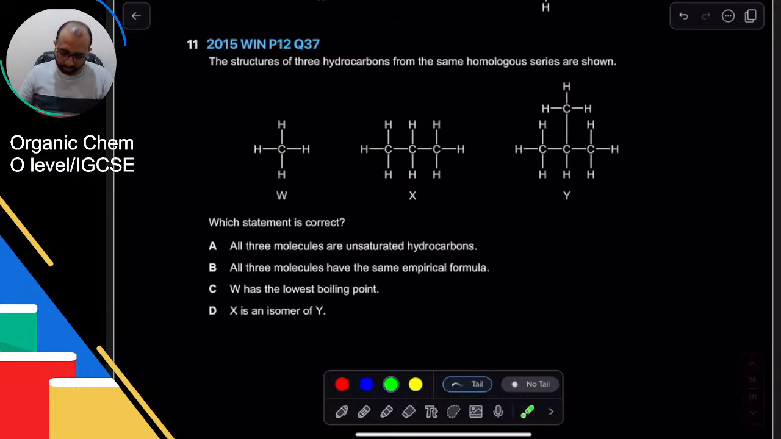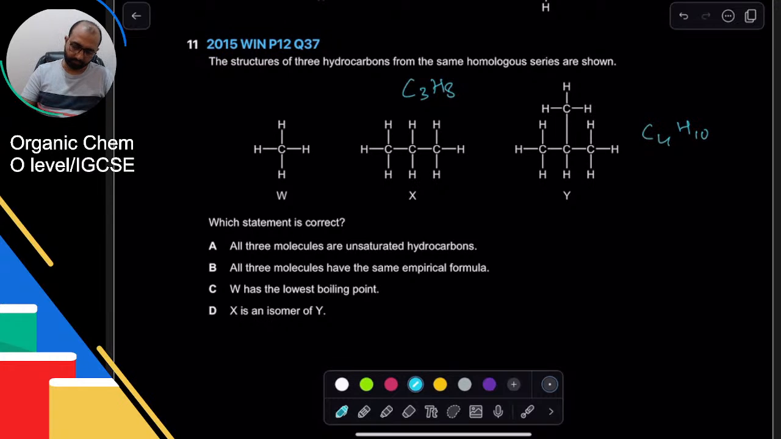Okay. Structures of 3 hydrocarbons from the same homologous series are shown. Which statement is correct? Okay, let's see. All 3 molecules are unsaturated hydrocarbons. No. Why? Because they don't have a carbon-carbon double bond. All 3 molecules have the same empirical formula. No. Let's try it. C3H8, C4H10, CH4. This will have C2H5 as the empirical formula. This is C3H8 as the empirical formula. So all three have different empirical formulas.